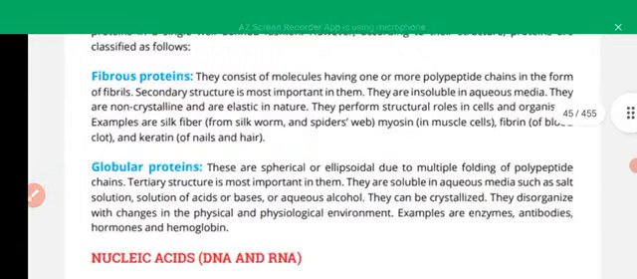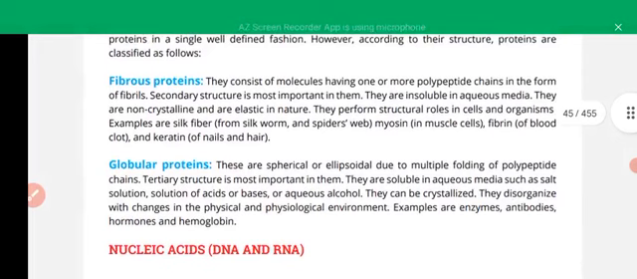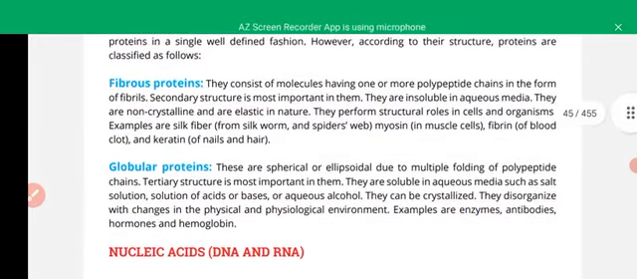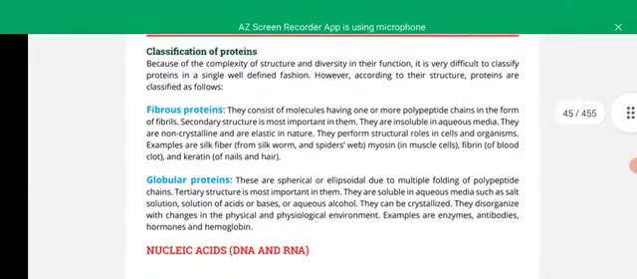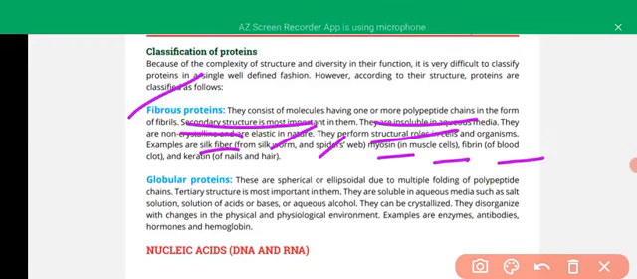Then classification of proteins: there are two main classifications, fibrous protein and globular protein. Their difference is very important with respect to MCAT questions. Fibrous proteins are in the form of fibers. Their secondary structure is more important. They are insoluble in water, non-crystalline, and perform a structural role. Examples are silk from the silkworm and spider web, myosin from muscles, fibrin of the blood clot, and keratin of nails and hair.